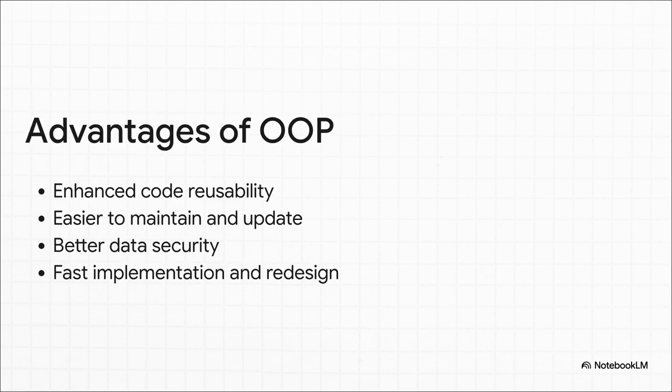So the advantages really tie directly back to our 4 pillars. That idea of inheritance gives us amazing code reusability. Encapsulation makes our code way easier to maintain and, really importantly, much more secure because it protects our data. It all adds up to building big, complex systems faster and more reliably.